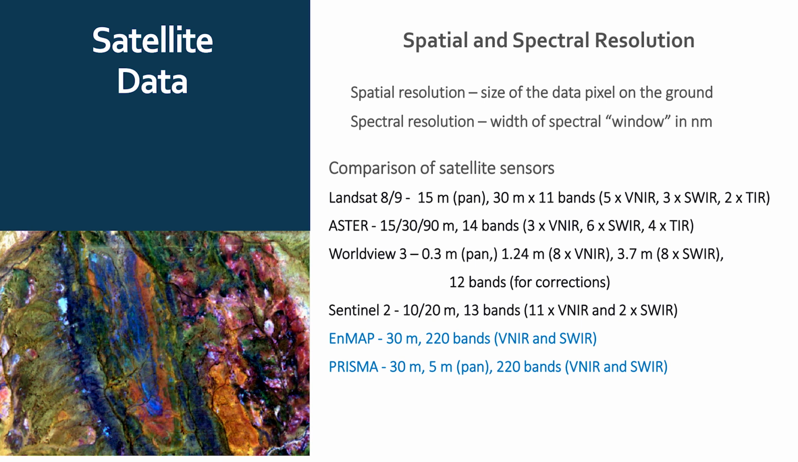What I'm going to be talking about today are the hyperspectral sensors that are available now. One's called EnMAP, and that's been put up by the German Space Agency, and Prisma, that's been put up by the Italian Space Agency. Both of these hyperspectral satellites have a 30 metre spatial resolution, but their spectral resolution is in the order of 5 to 10 nanometres.